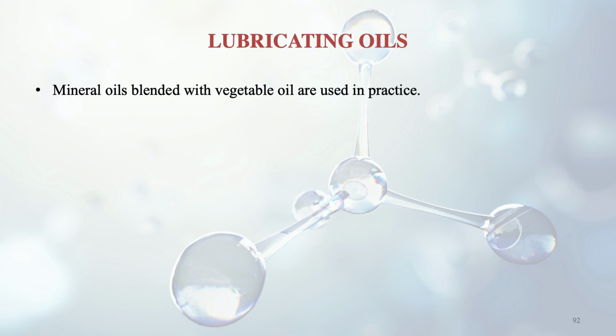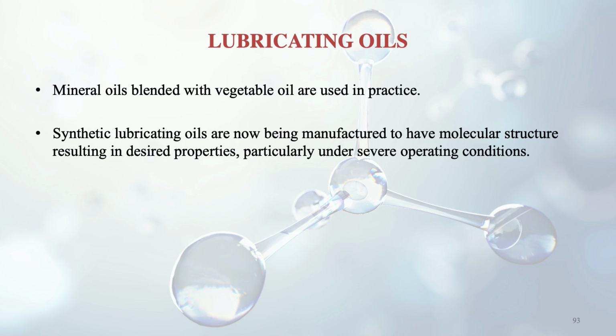Mineral oils blended with vegetable oils are generally used in practice. So we are using the combination of vegetable and mineral oil. And nowadays there are synthetic lubricating oils also, and they are manufactured for special purposes by bringing about change in the molecular structure. Special purposes are like under severe operating conditions, again temperature and pressure conditions. So there are further subdivisions also in case of lubricating oils.